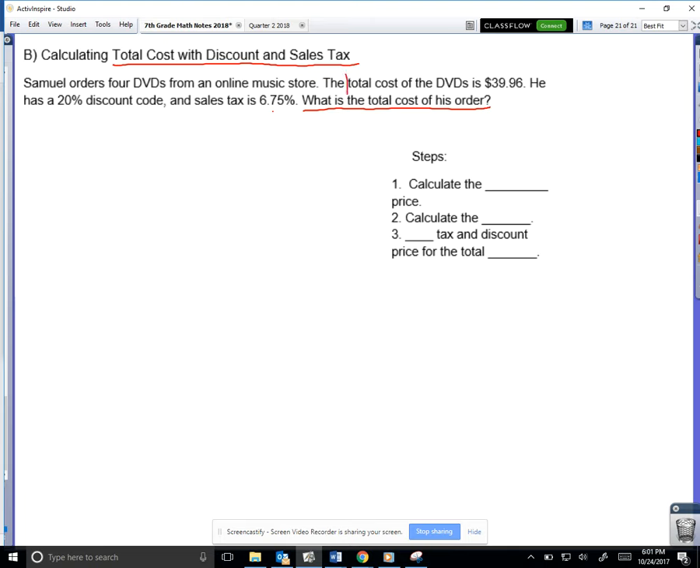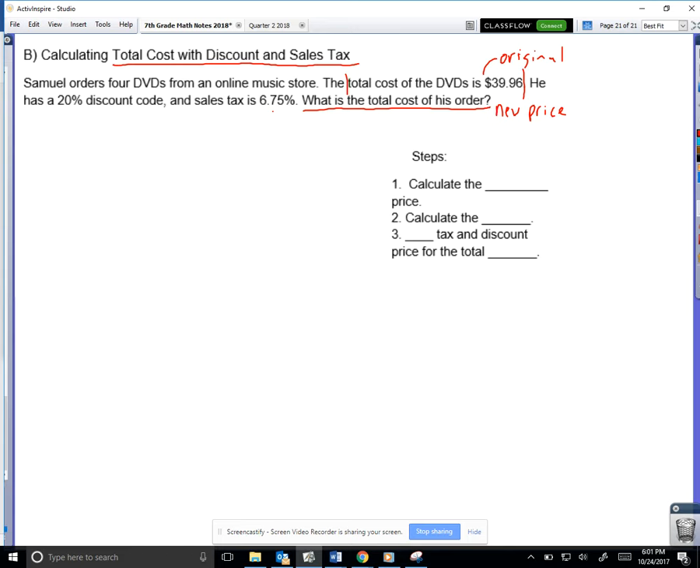Let's go through here and highlight our math facts. We know that the total cost of the DVDs is $39.96. That's going to be our original price. That's what it is right now. And we're trying to find the total cost, which is going to be the new price that Samuel's going to pay.